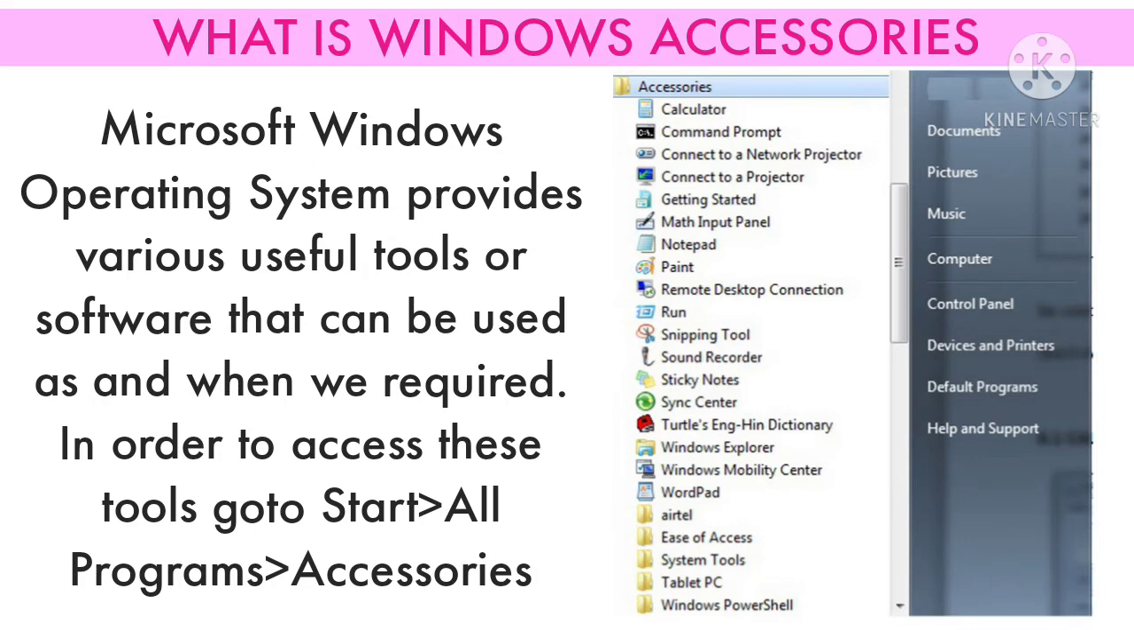What are Windows accessories? Microsoft Windows operating system provides various useful tools or software that can be used as and when we require. In order to access these tools, go to Start, then click on All Programs, and then click on Accessories.